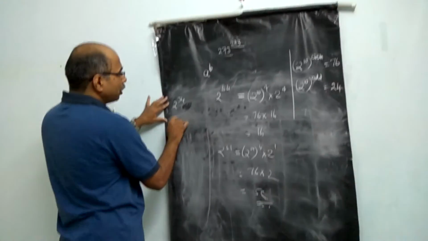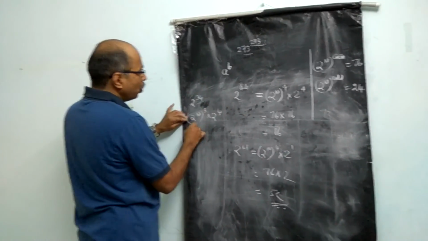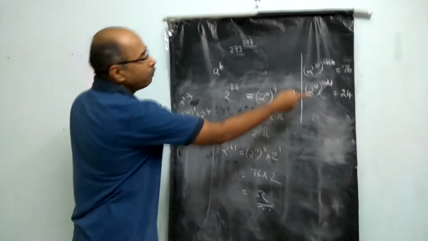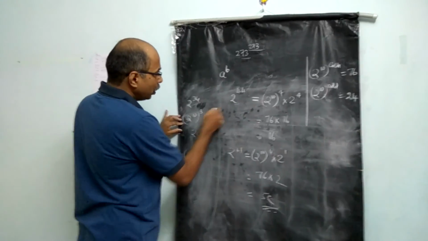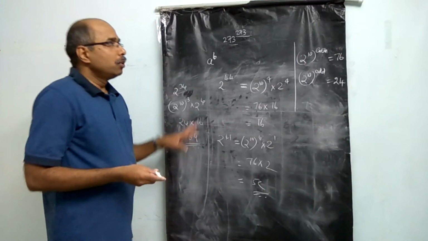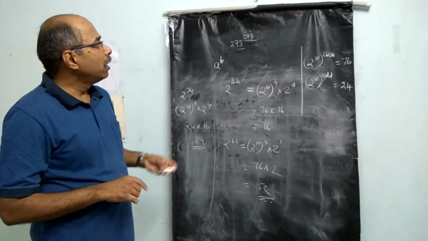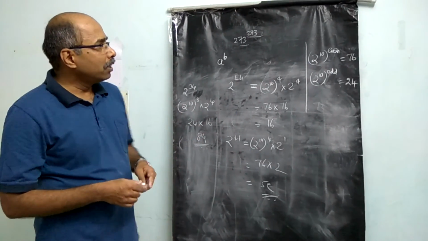Now 2 power 34, we'll calculate. 2 power 34 is nothing but 2 power 10 power 3 into 2 power 4. 2 power 10, power an odd number will be 24, into 16. We just multiply, this will be. So for powers of 2, we have got a simple method, using this concept.